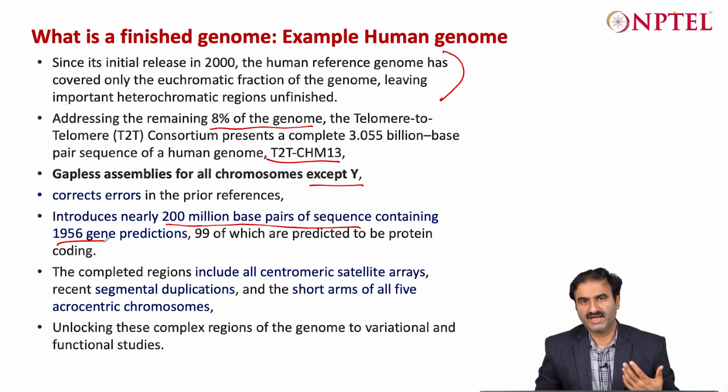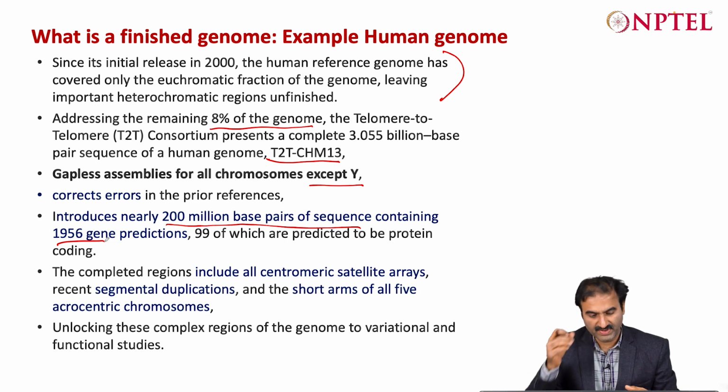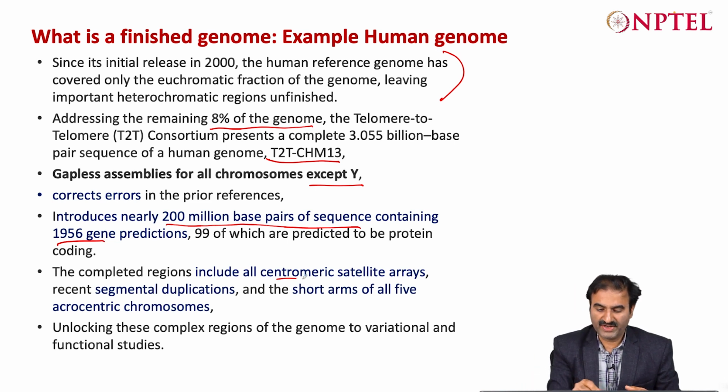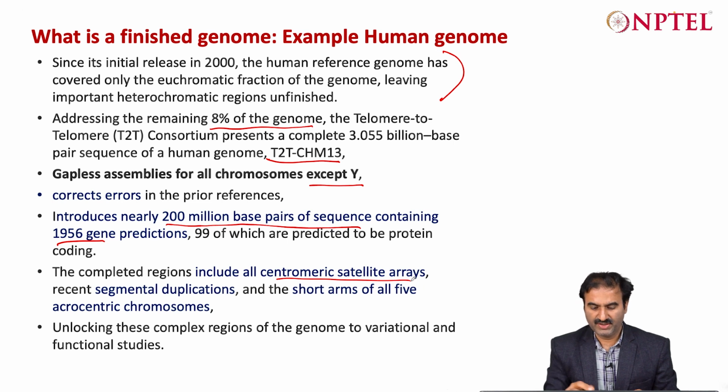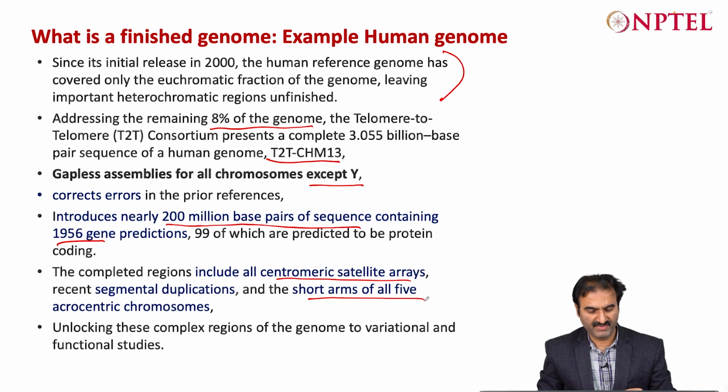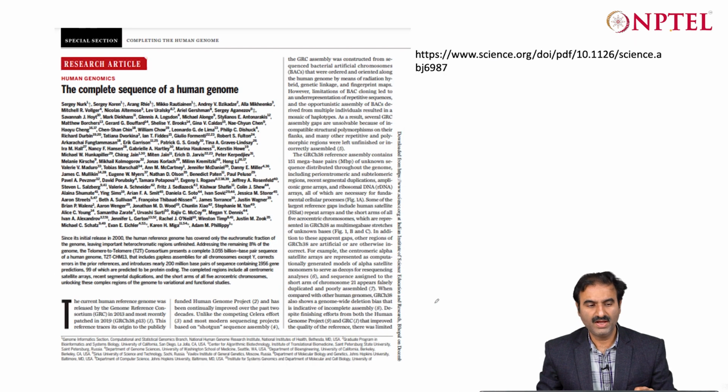This again gives good input for the researchers who work on the human genome and for further exploration. It included all the centromere satellite arrays and segmental duplications, which are required to be covered. All the repetitive regions, the short arms of all five acrocentric chromosomes, and basically the regions which are important for structural and functional studies were all covered in the finished genome. This was published in an article recently, in the last year.